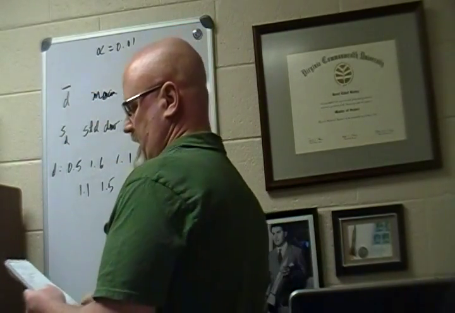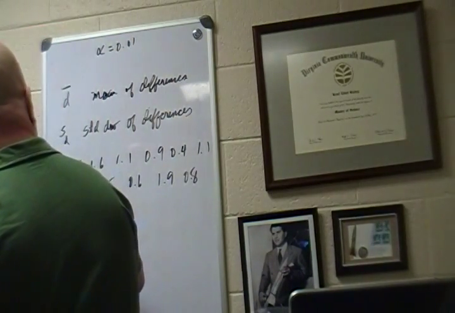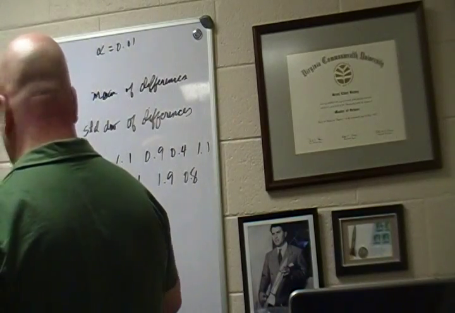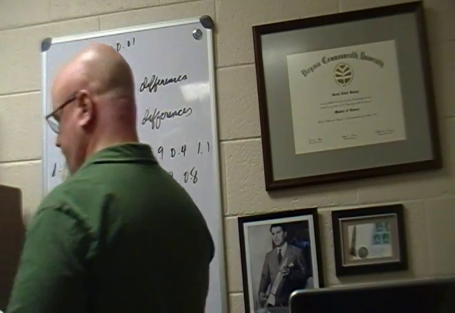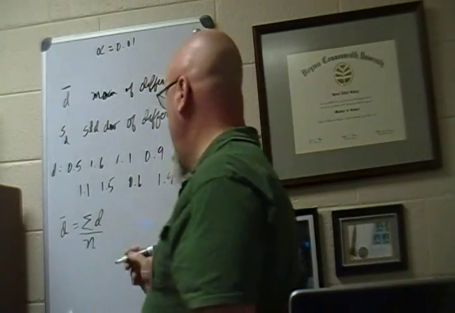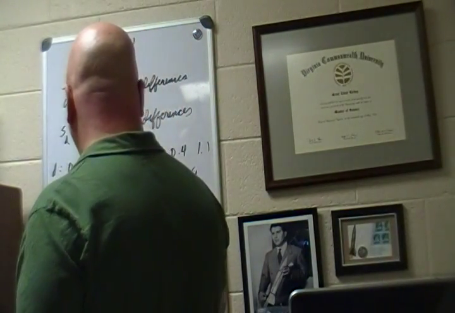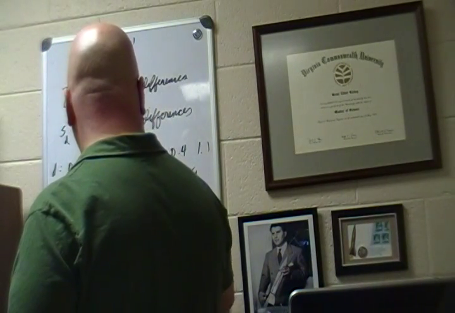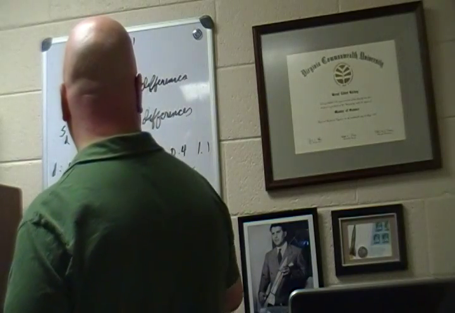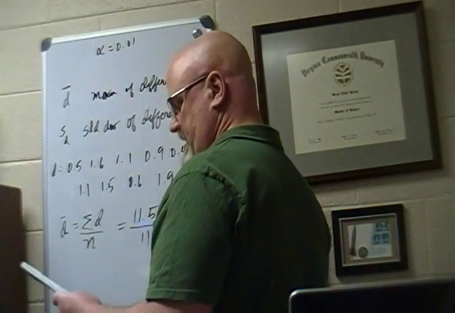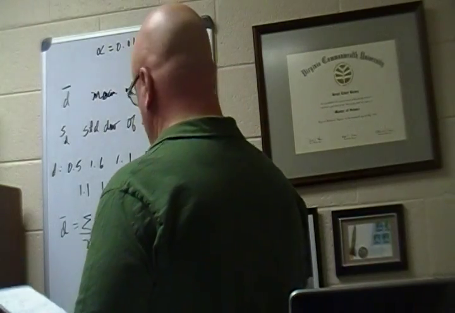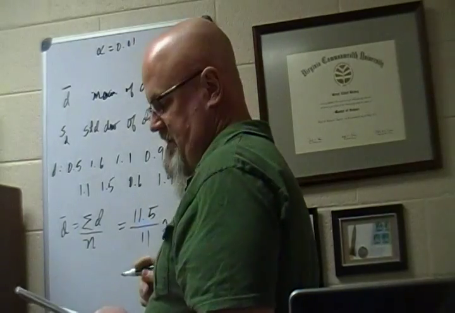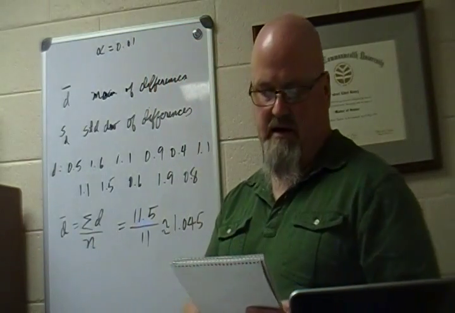And of course, D bar, which is the mean, is simply the sum of all these differences divided by the number of them we have. Add all these up, you get 11.5. N is 11, there are 11 pairs of data. 11.5 divided by 11 is approximately 1.045. So that's the mean of our differences.